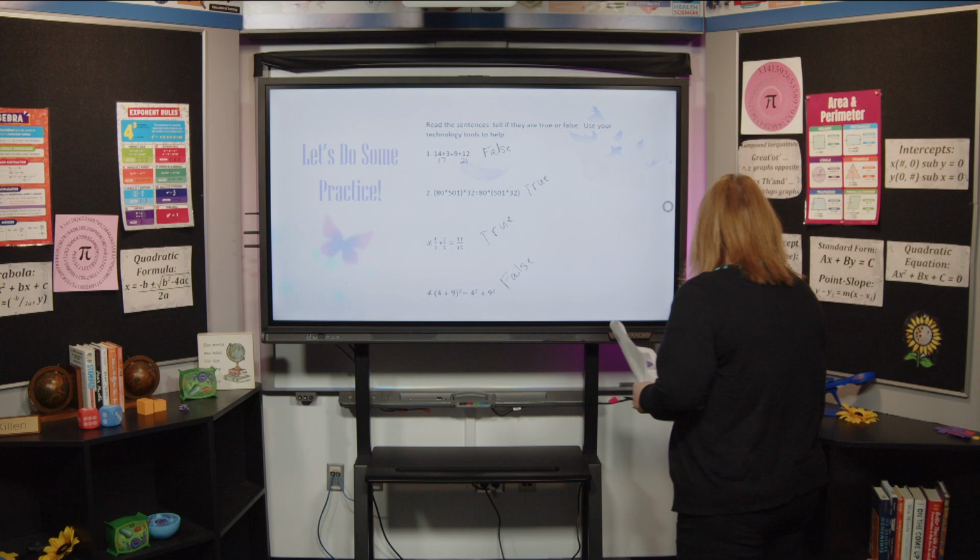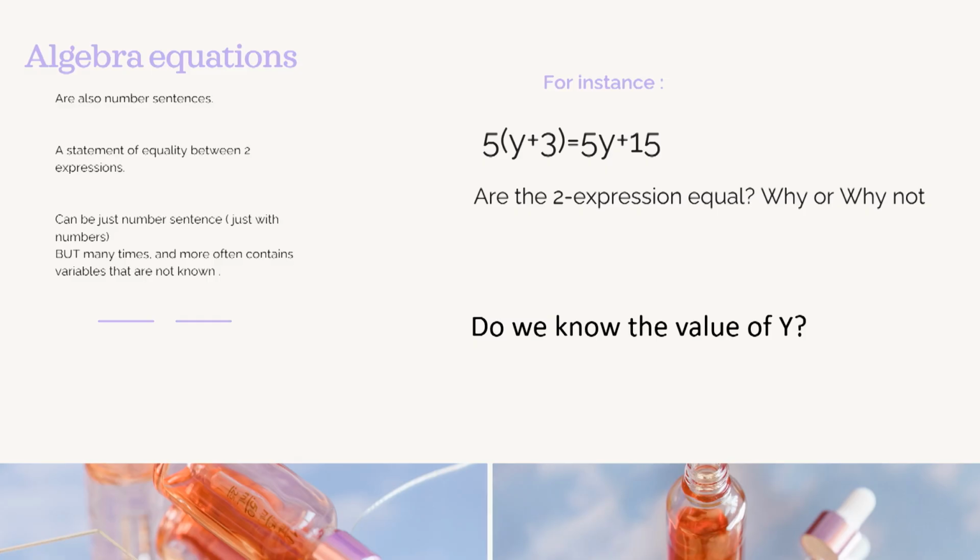All right, so let's look at the next one we got. Algebra equations. So when I'm looking at algebra equations, what does that mean? What does that look like? Well, I know an equation's got to have specifics. So let's see what it says. Algebra equations are also number sentences. They're a statement of equality between two expressions, can be just a number sentence with numbers, but many times and more often contains variables that are unknown.